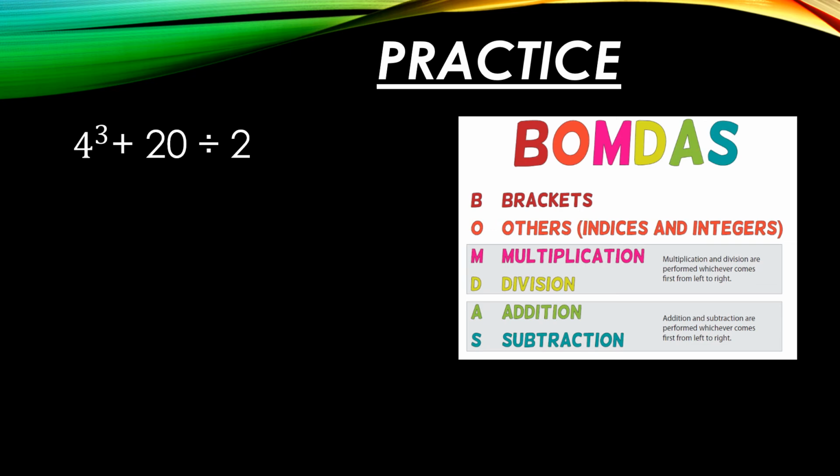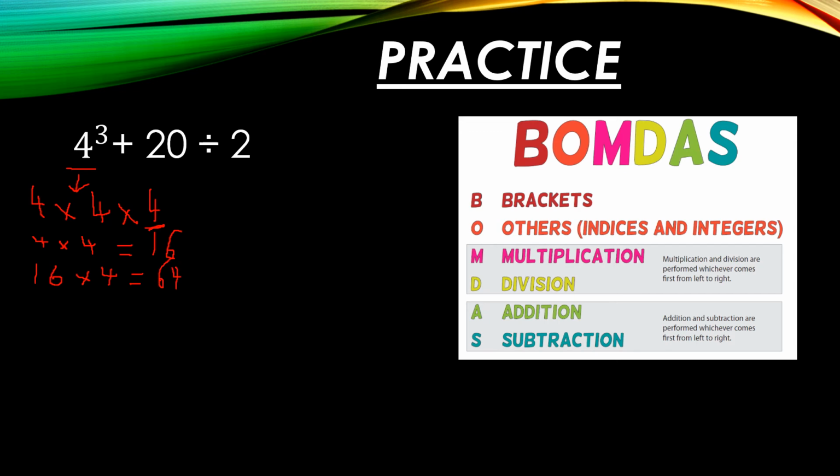So in this second example here, we have 4 to the power of 3 plus 20 divided by 2. Now, by looking at our BOMDAS scale, we can already see that there are no brackets in this one. However, there is an indice, which is 4 to the power of 3. So this can be seen as 4 times 4 times 4. Okay? Now, to make this a little bit easier, we can just do 4 times 4, which equals 16. But then we need to times it by the third 4. So 16 times 4 equals 64.